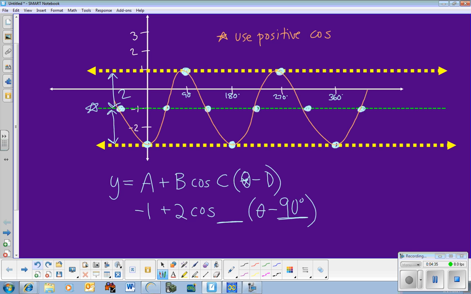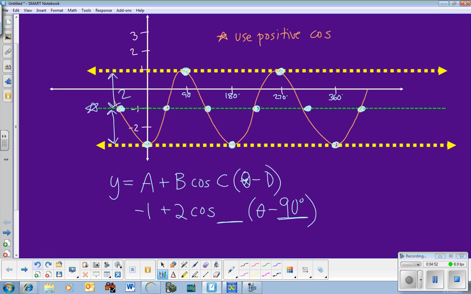If we were modeling this with a positive sine, then that would be a 45, because this would be our starting point, and it has been moved 45 over from the original starting point at the origin. All right, so now we have one left, and that's the C.